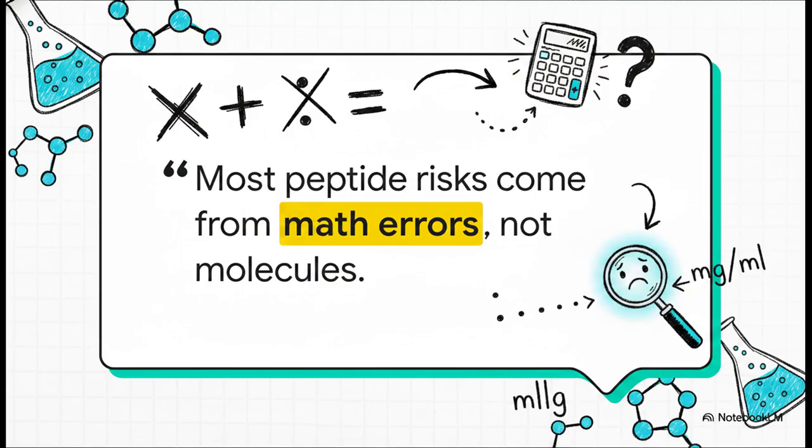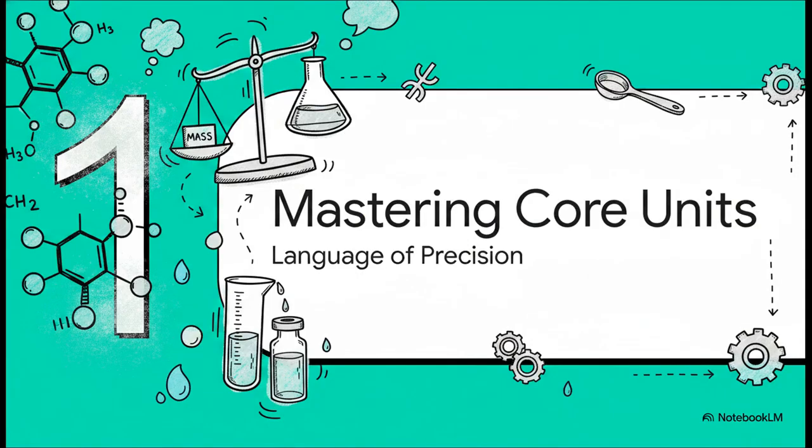So let's just start with the most important point right off the bat. The biggest danger when you're working with peptides, well, it's not usually the molecule itself. It's the simple, totally preventable calculation mistakes. A misplaced decimal, a mixed-up unit. That's where the real risk is. To get the math right, we've got to speak the same language. And that language really comes down to two key measurements, mass and volume. Get these two down, and you're halfway there.